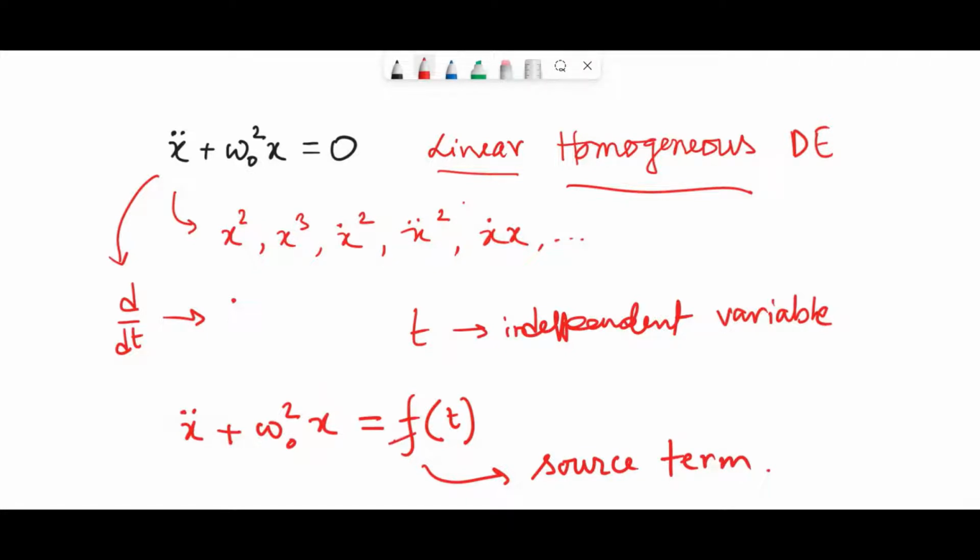Since in this equation this term is 0, this equation is called a homogeneous differential equation. If this were non-zero, then this would be called a linear inhomogeneous differential equation. In this series of videos, we'll be discussing both of them, and fortunately it is possible to find the general solution to the inhomogeneous differential equation, which will come up in the later part of this series.